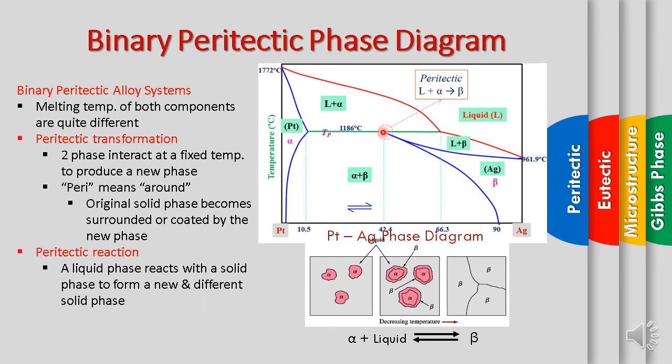So there is a very interesting point here to discuss. We call it the peritectic phase diagram. In the transformation, we have two phases interact at a fixed temperature, here 118 C, and then it will produce a new phase. Okay, from here to this phase, and then this phase, and also this phase. And peri means around.